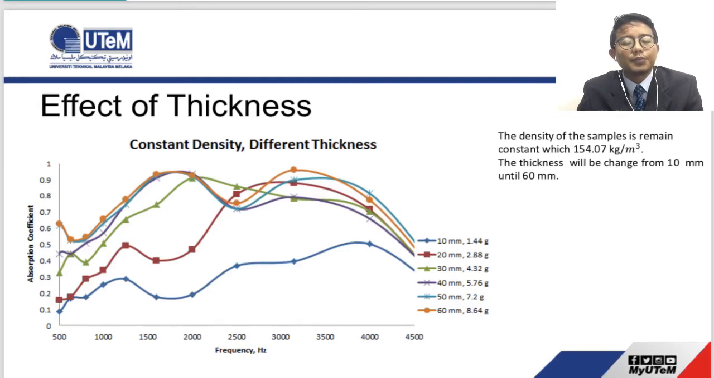For the 10 mm thickness sample, it achieves a sound absorption coefficient of 0.5 at the high frequency of 4000 Hz, and for the 20 mm thickness sample, the highest absorption coefficient achieved is at 3150 Hz, which is 0.88. It shows that both samples are good absorbents at high frequency.